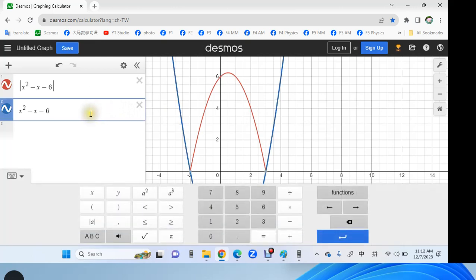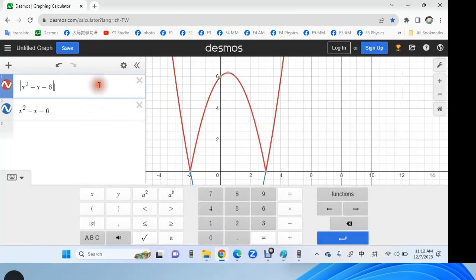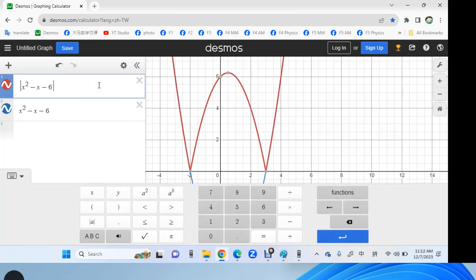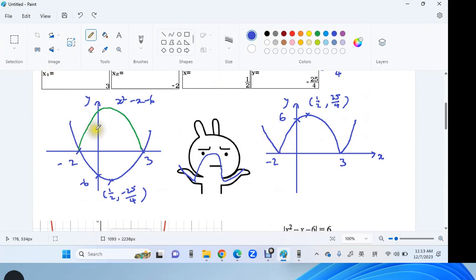So this is the original without modulus. After we take the modulus, it will look like this. So we will have these two sides. Why? Because originally these two are here. After we reflect, the positive part is still positive, so it remains there. This one, originally it is here. After we reflect the negative part, this one is still there.